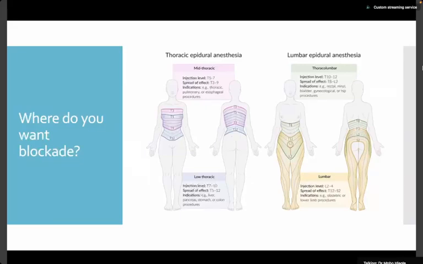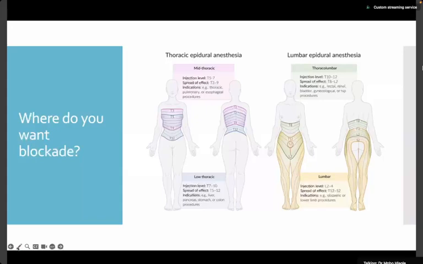So after you have examined your patient, you would decide, and you know which procedure the surgeon wants to perform. Then you would know they're working around the lumbar area or the mid-thoracic area. Then you know where you have to inject your epidural, and it even tells you the level of spread that you will get if you inject at that level.